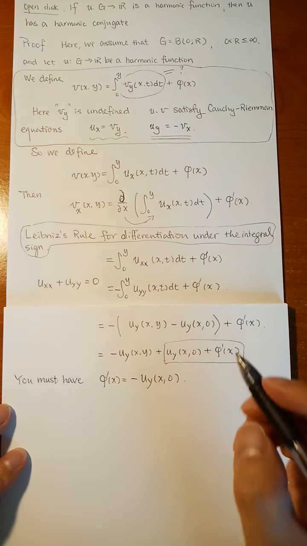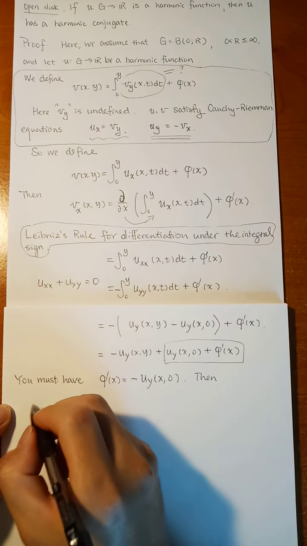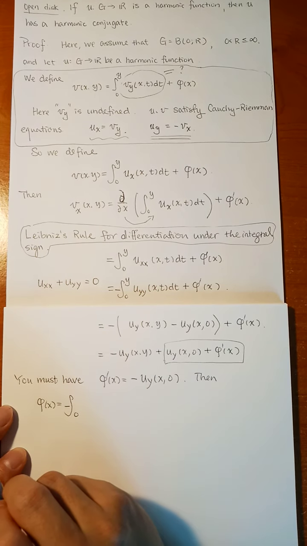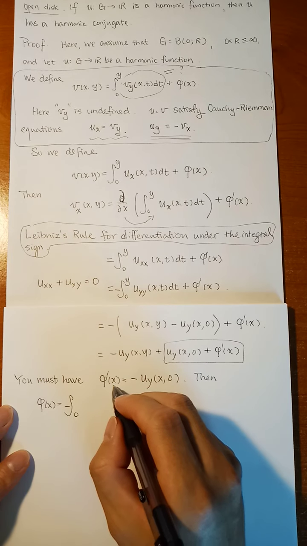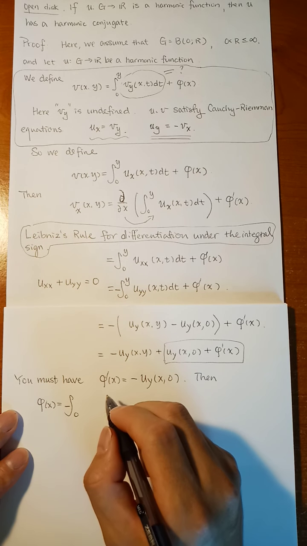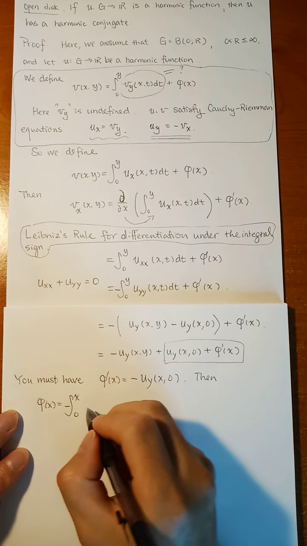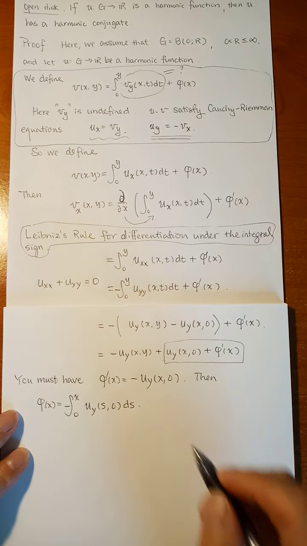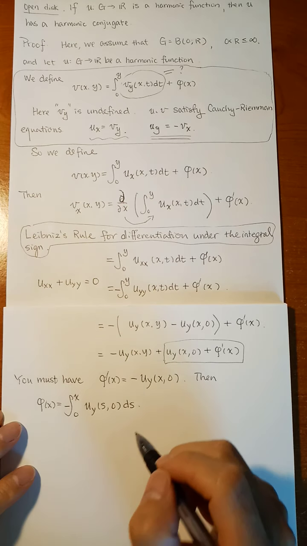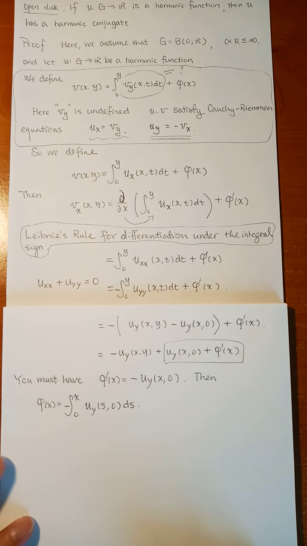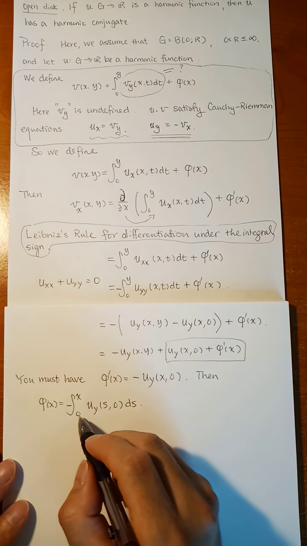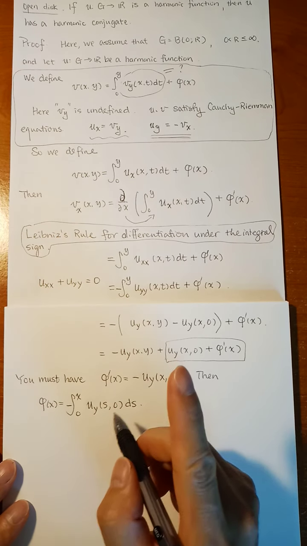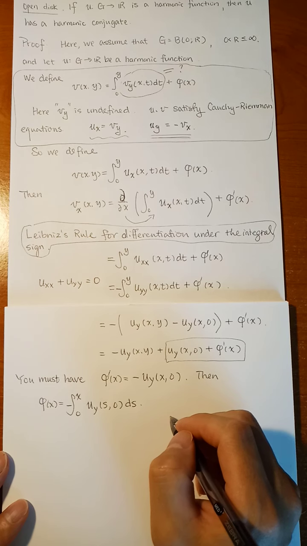And then phi(x) is the integral, negative, from 0 to x, Uy(s,0) ds. We're going to integrate about the x coordinate, so we change the dummy index to be s. So this is phi. Here we only need to find one harmonic conjugate, so we don't put plus C.